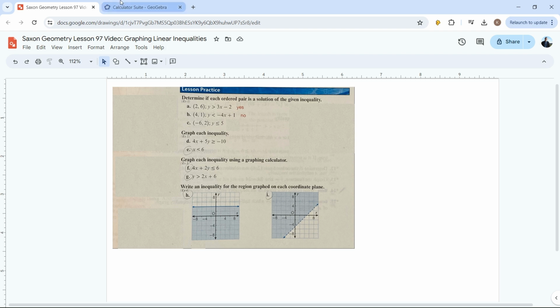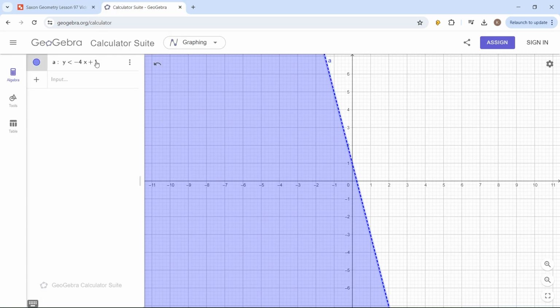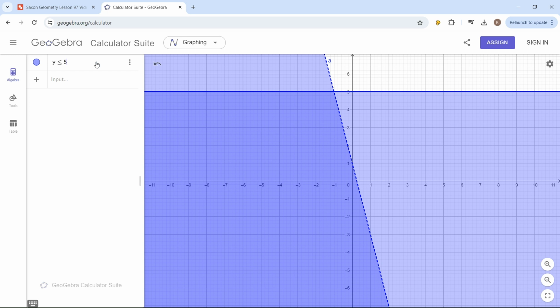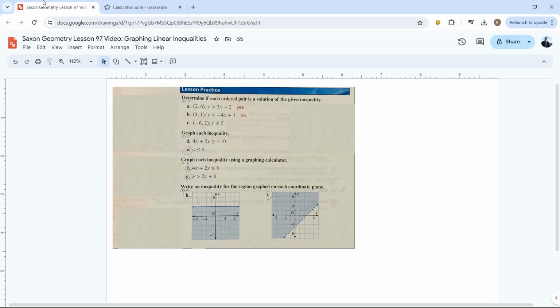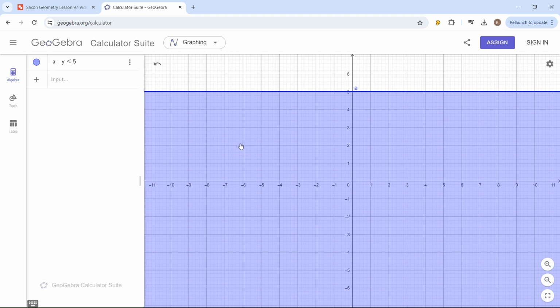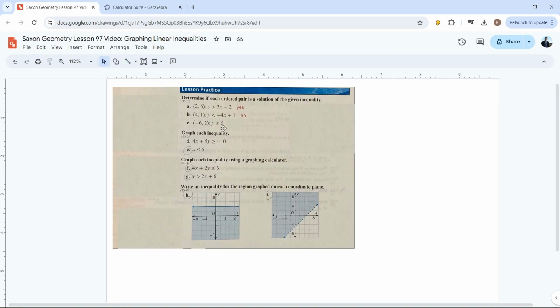All right, so let's go ahead and plug this. y is less than or equal to, I think I know how to do that. y is less than or equal to 5. Okay, there we go. So this is our new graph. And then let's see, is the point (negative 6, 2) in the shaded region? Why, yes, it is. And it should be a solution. We plugged it in and found out it was a solution. There we go. All right, letter D asks us to graph each inequality.